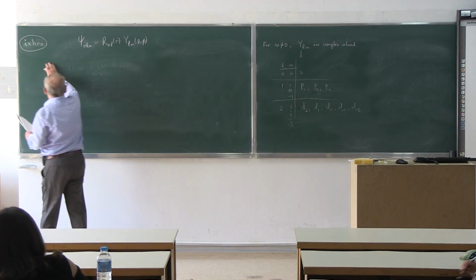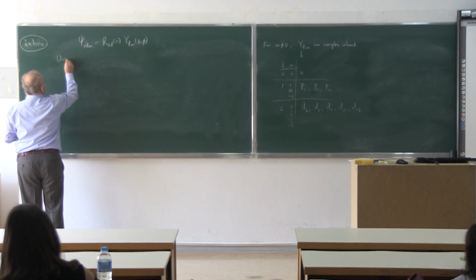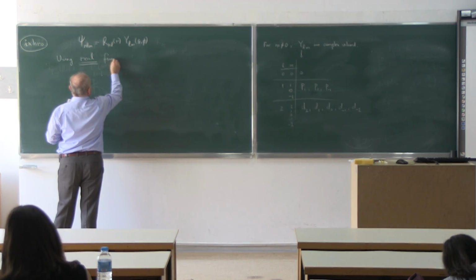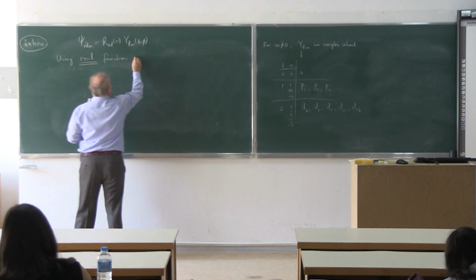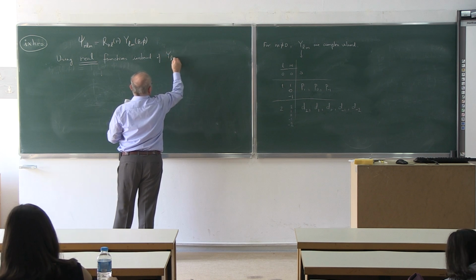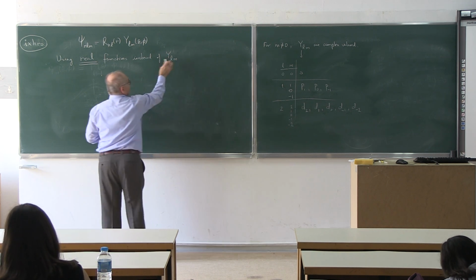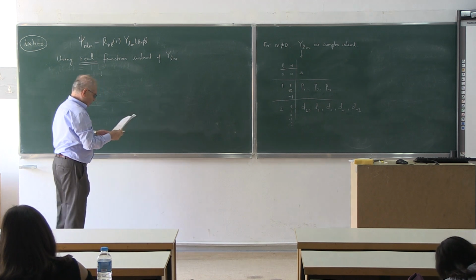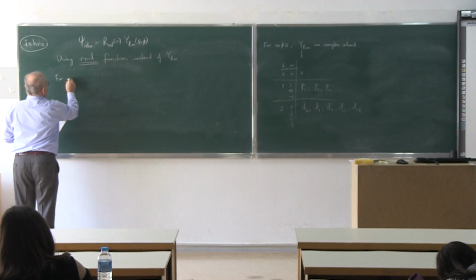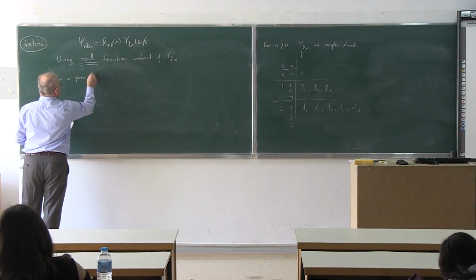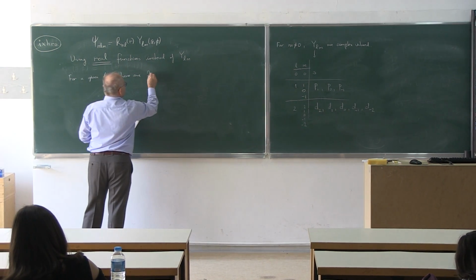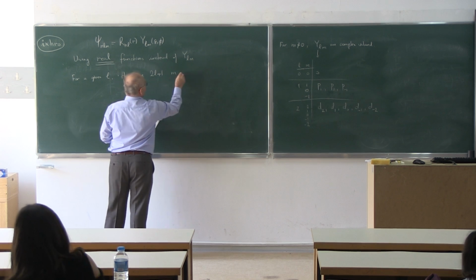So a proper title is Using Real Functions instead of these complex valued functions. Now, for a given value of L, there are 2 times L plus 1 M values.